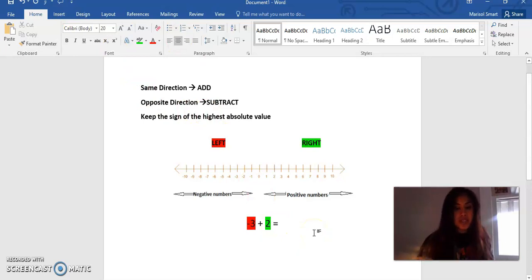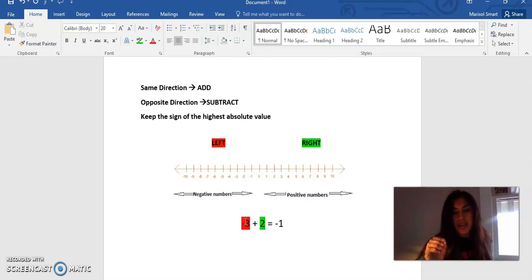3 minus 2 is 1. But I need to give my answer a sign. So which of these two numbers has the highest absolute value? -3 does, so I'm going to put a negative. Why is it -3? Because if you look, the distance between -3 and 0 is 3. That's more than the distance between 2 and 0, which is 2. So that's why the answer is negative.